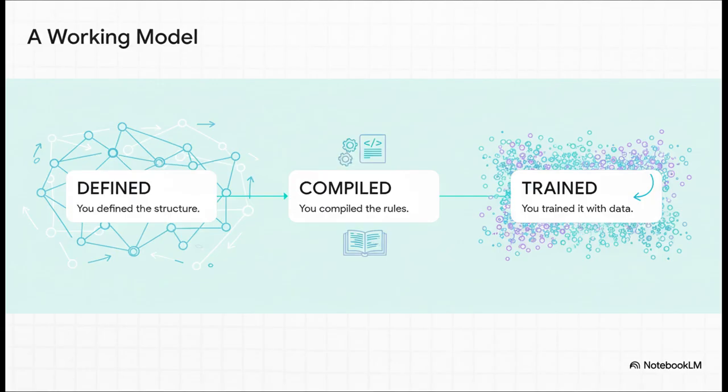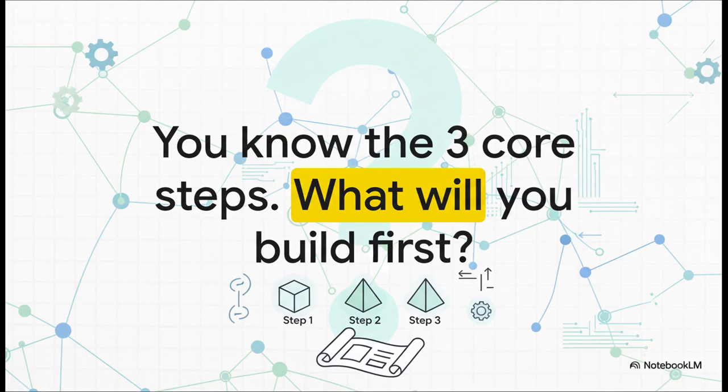Let's recap. We defined its structure, we compiled its learning rules, and then we trained it with data. See? That's the core loop. It's a powerful and repeatable process that you can use for pretty much any project you can think of. So there you have it. You now know the fundamental recipe for building a neural network in Keras. The process is clear, it's structured, and it works. So the only real question left is, now that you have these building blocks, what are you going to build first?